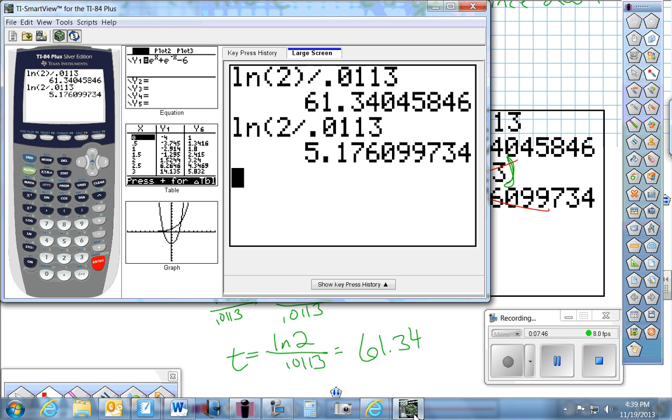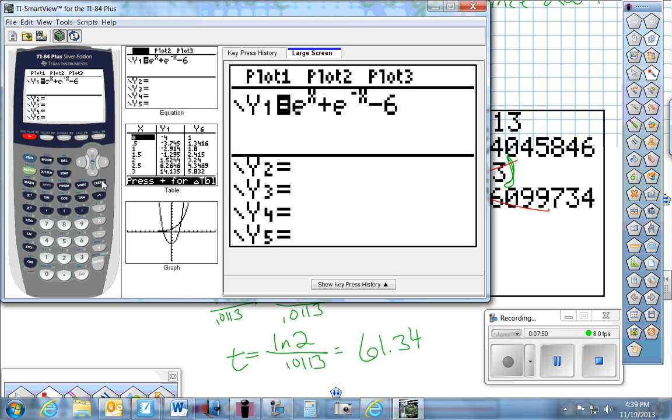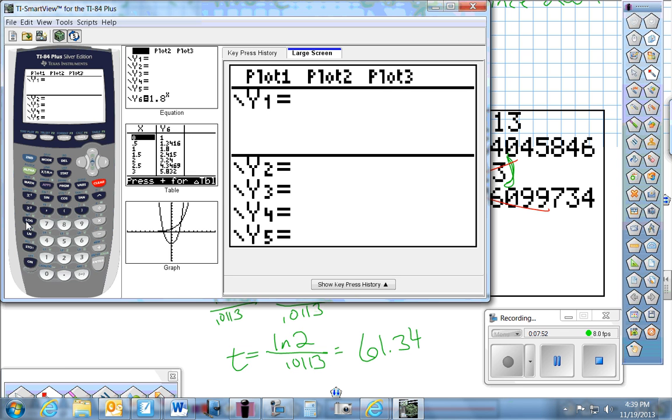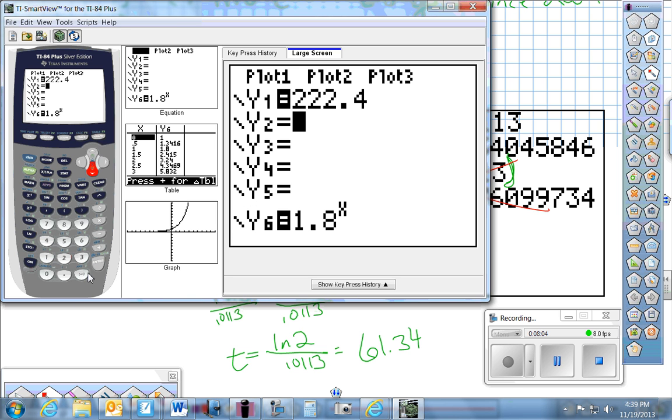The other way to solve this in your calculator, let me make sure I don't have anything in my y equals. So I'm actually going to type in, I want to see how long it takes to double. Since I already figured out what my doubling amount was, it was 222.4. You still have to figure that out. And I'm just going to make that line on the calculator.